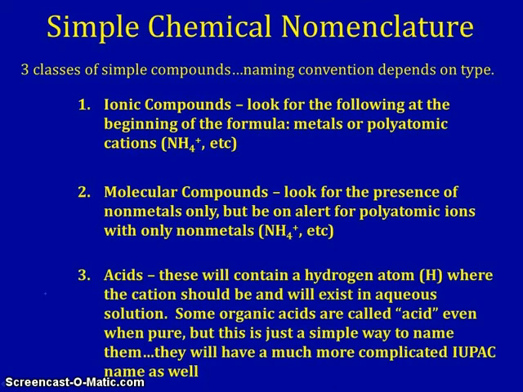And finally, acids. They'll always have a hydrogen ion where the cation would normally be. So an H will take the place of a metal. Most of them exist in aqueous solution, but not all of them. Some of the organic acids will not be that way, but they'll also have really complicated IUPAC names. So we tend to just go with their normal acid name, something like carbonic acid or oxalic acid. Even though it would have a different IUPAC name, we tend to go with that.